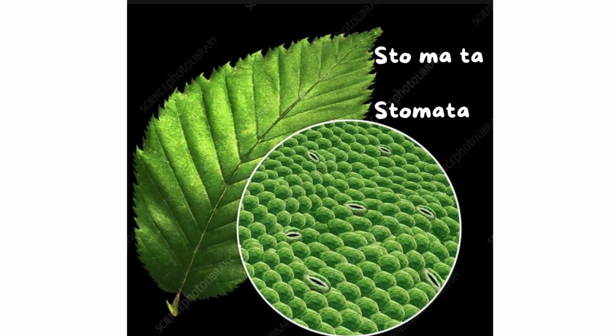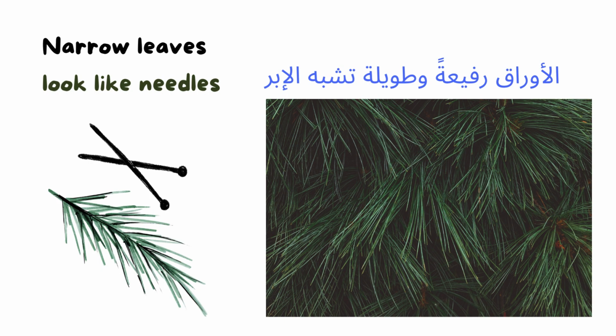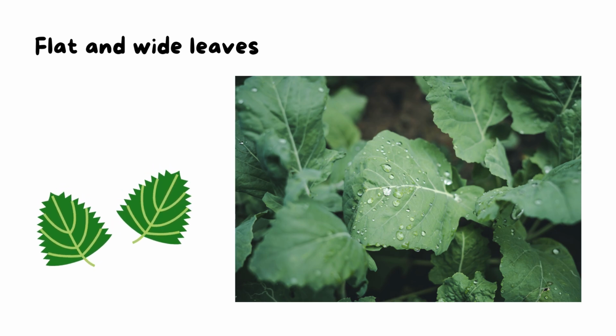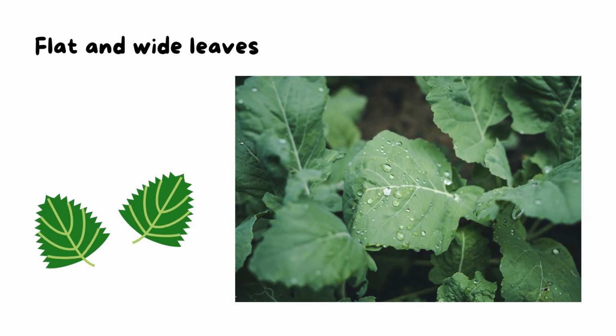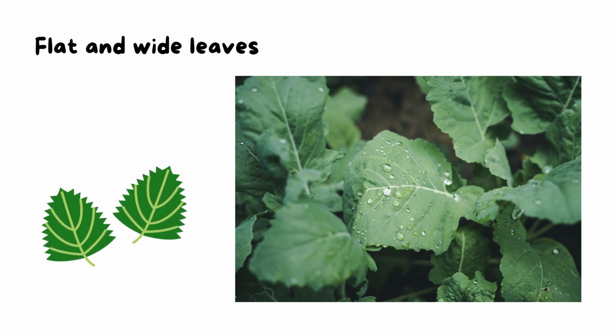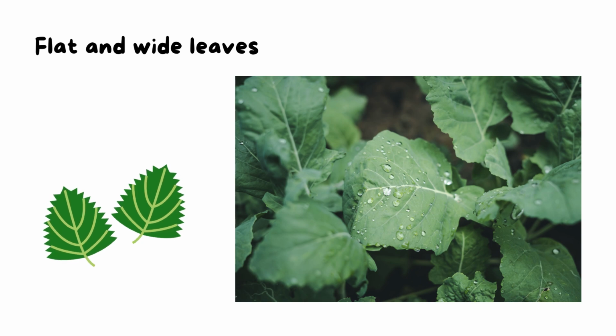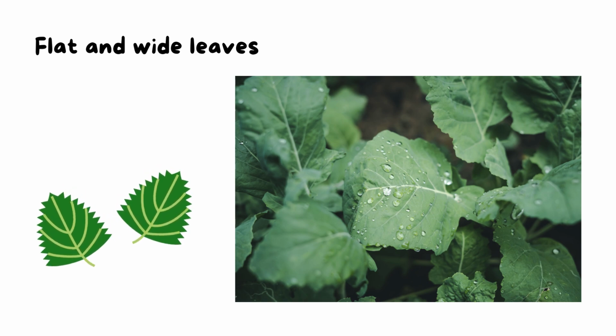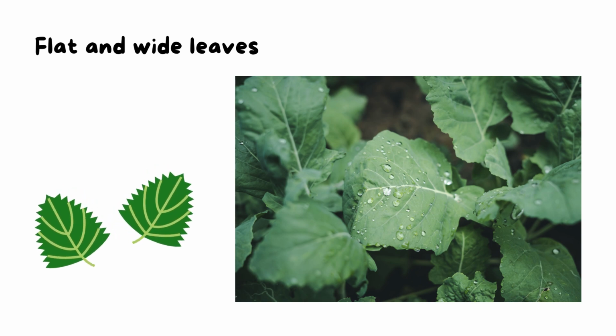Stomata. Okay? We have different shapes of leaves. You know that? Yes? We have narrow leaves, that look like needles, as you see here. Also we have flat and wide leaves, as you see here. Okay? So we have different shapes of leaves, either narrow leaves like needles or flat and wide leaves.